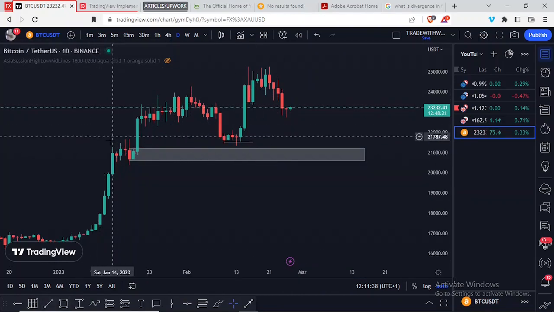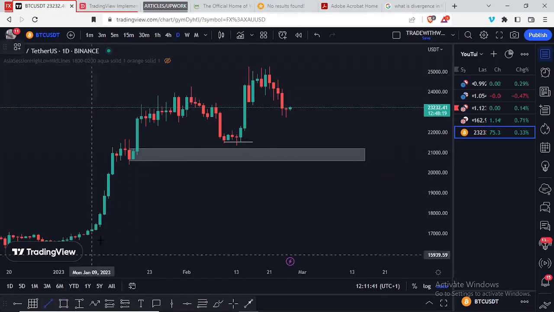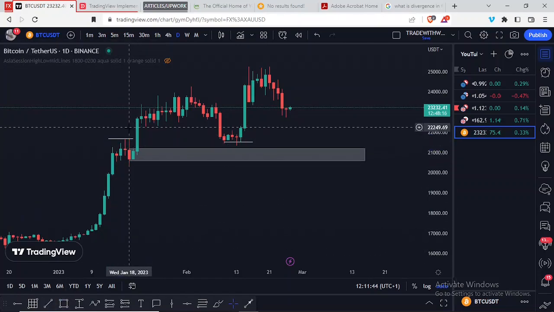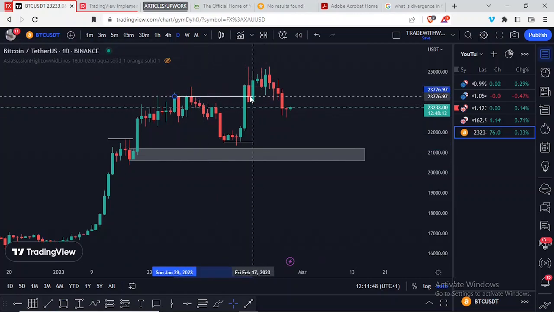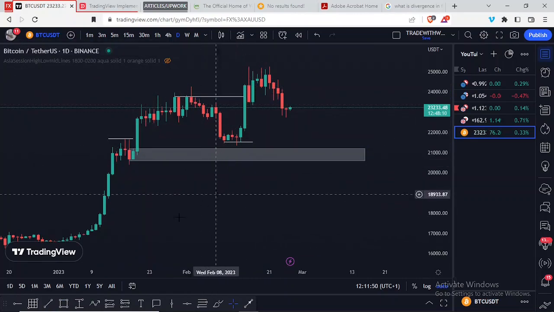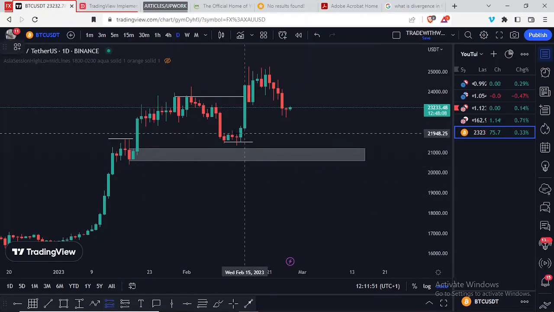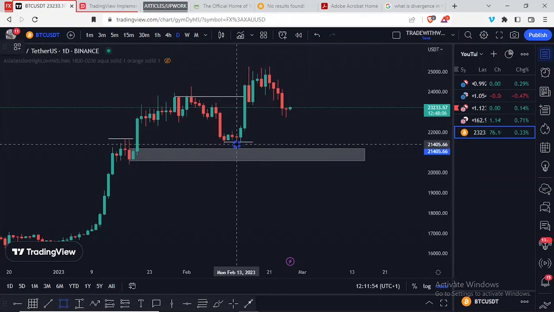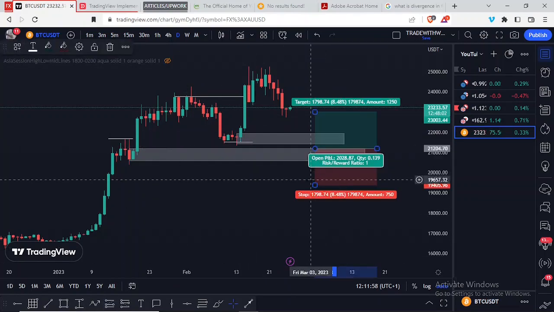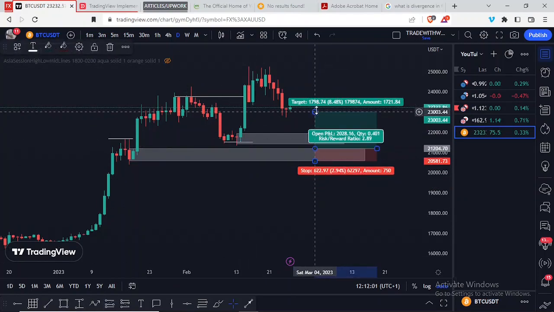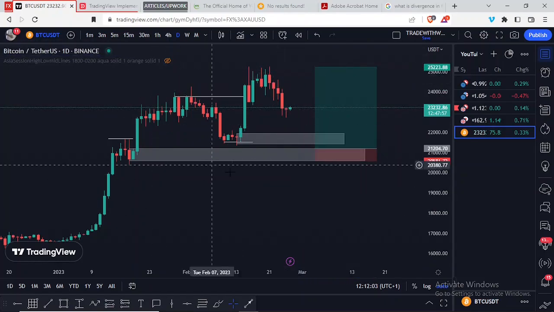We have two break of structures. This is the first break of structure, and this is the next break of structure. Yeah, so this is the next break of structure. This is the demand zone that caused the second break of structure, this demand zone. But I'll still love to use the extreme zone, because now this has created more liquidity and more of whatever, you understand?